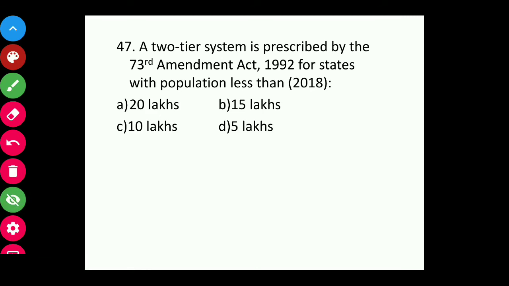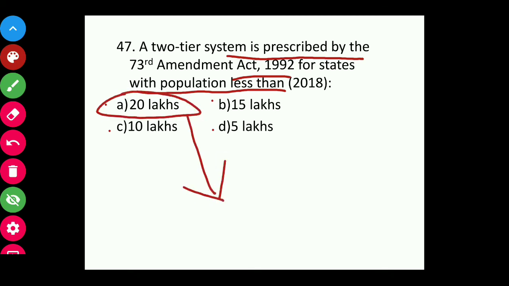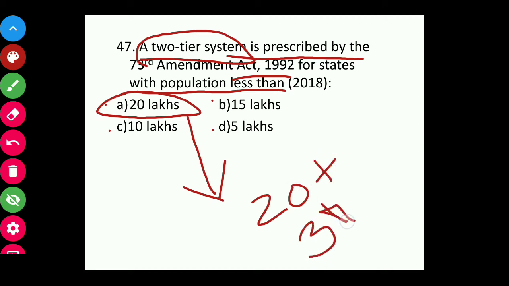A two-tier system is prescribed by the 73rd Amendment Act 1992 for states with population less than A. 20 lakhs, B. 15 lakhs, C. 10 lakhs, D. 5 lakhs. So the answer is 20 lakhs. Population below 20 lakhs will have a two-tier system of Panchayat, and if the population exceeds 20 lakhs, it will be three-tier Panchayat Raj system.